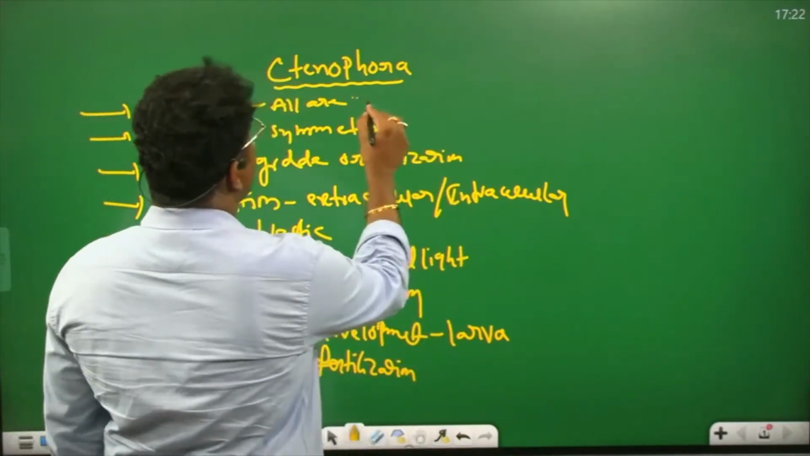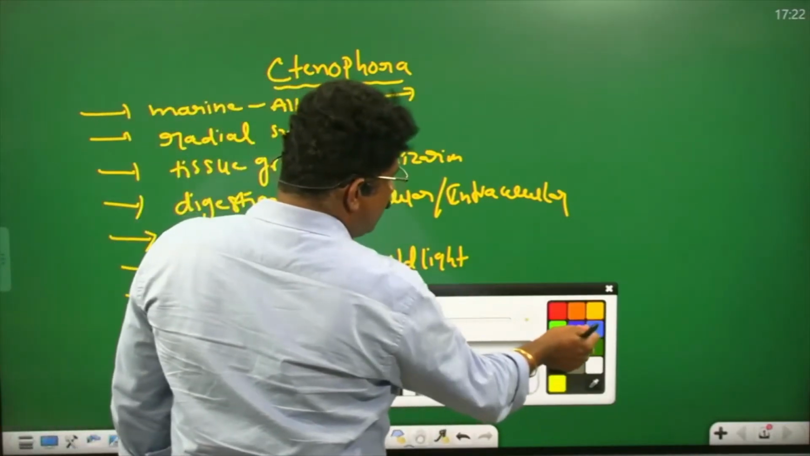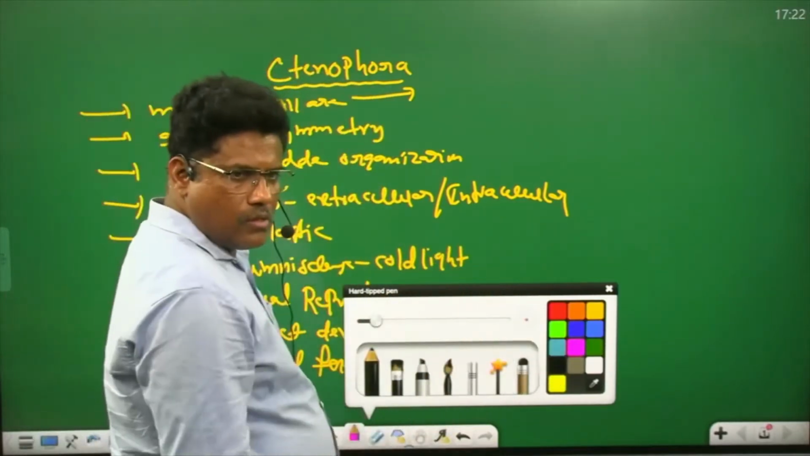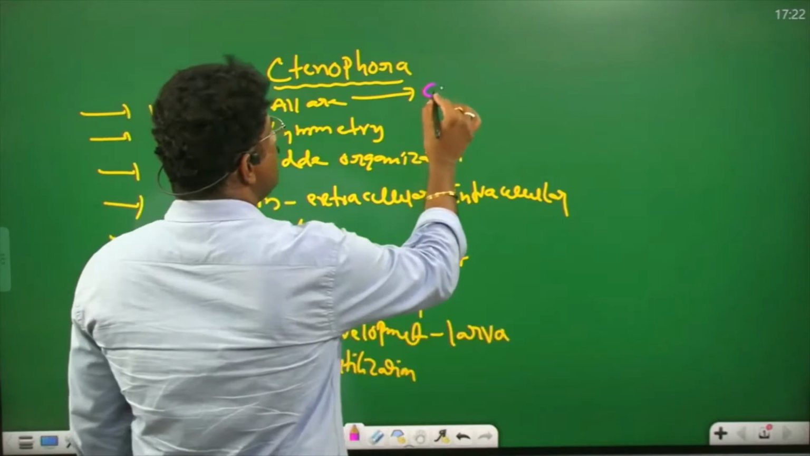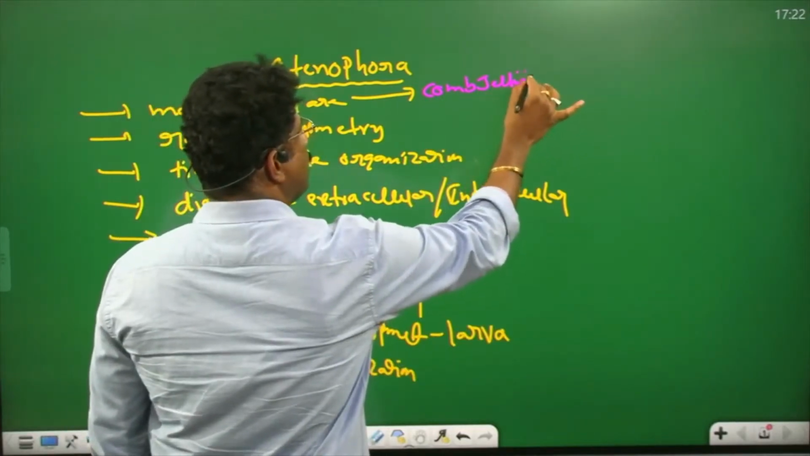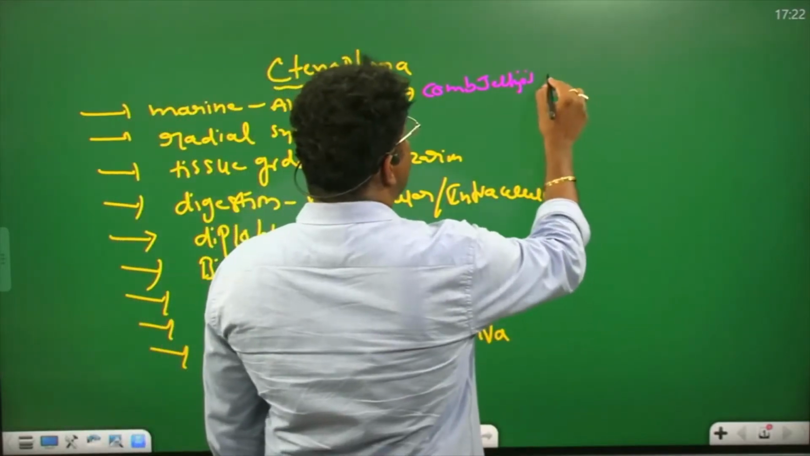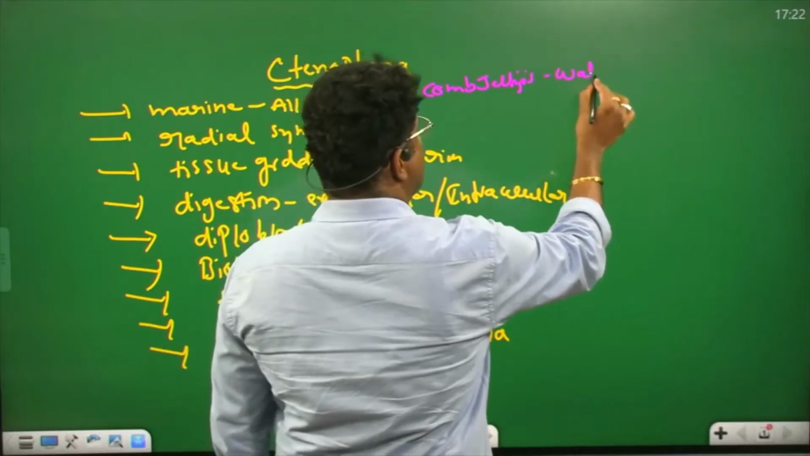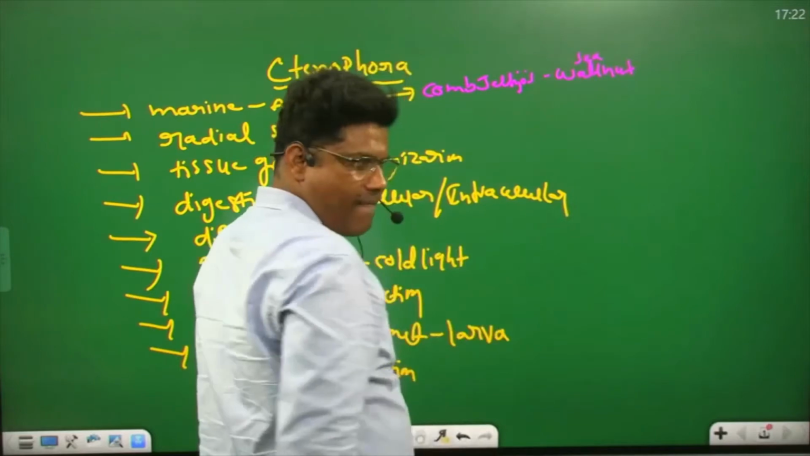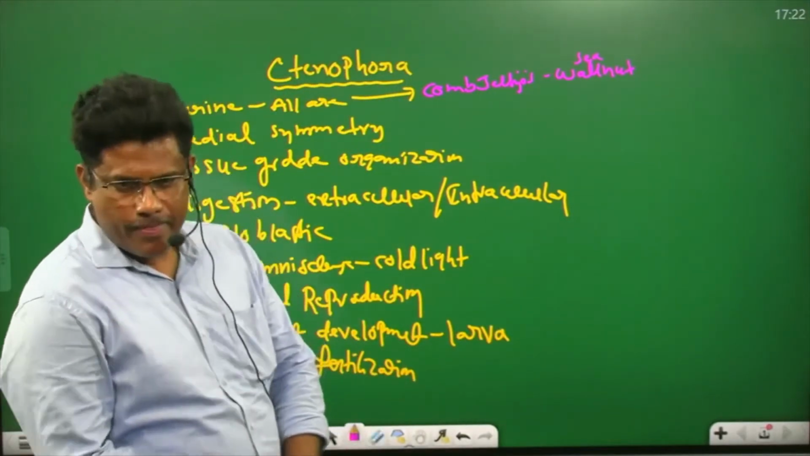Generally, these Ctenophora organisms are called comb jellies. They are commonly known as comb jellies. Any doubt? Comb jellies are also known as sea walnuts.